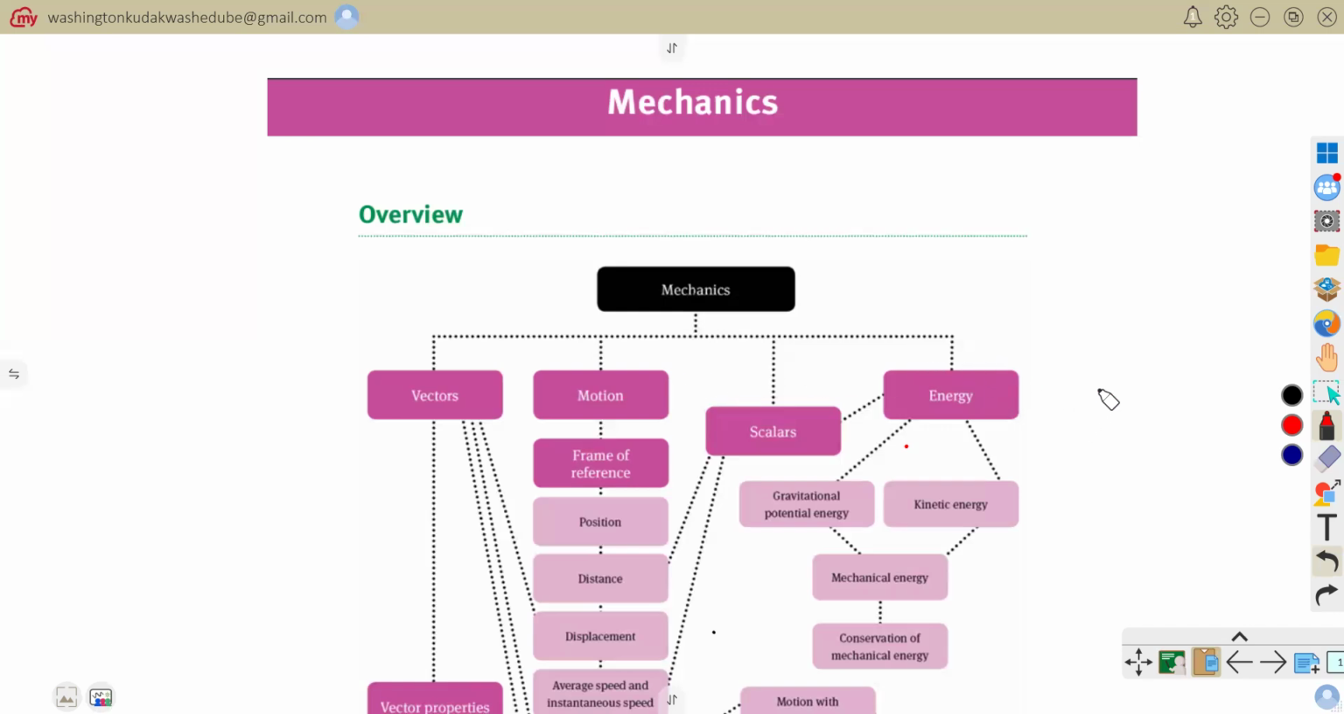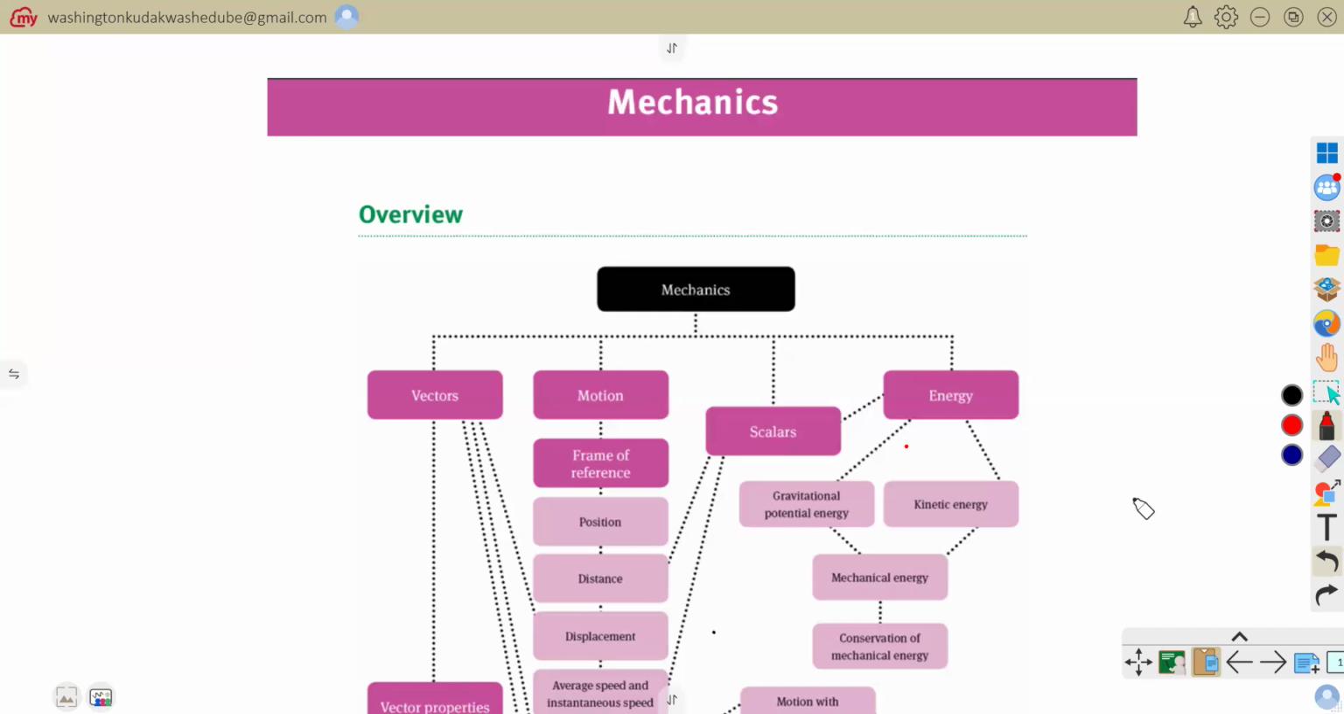So I want us to start by defining what mechanics is so that we can get a clear understanding from the basics of mechanics, so that you understand from where it started up until where it will lead us, which is mechanical energy. So this video will focus on the basics.